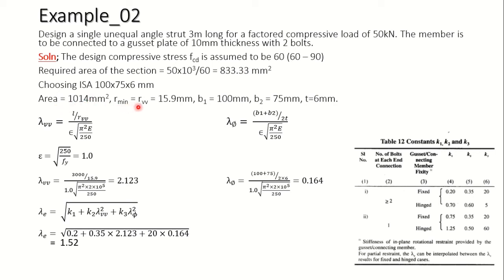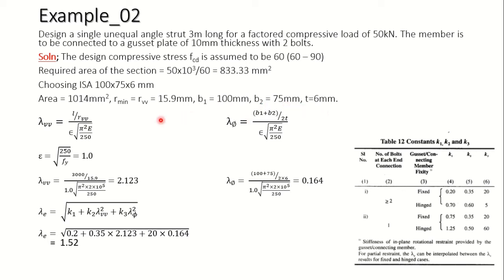R minimum will be RVV. There will be inclined axes that you will come across in the steel table, RUU and RVV. Compare the radius of gyration about all the four axes X, Y, V and U. In angle struts we'll be requiring this RVV. So choose this RVV value, 15.9 mm. Width of one of the legs is 100 mm, the other leg is 75 mm width, thickness is 6 mm.